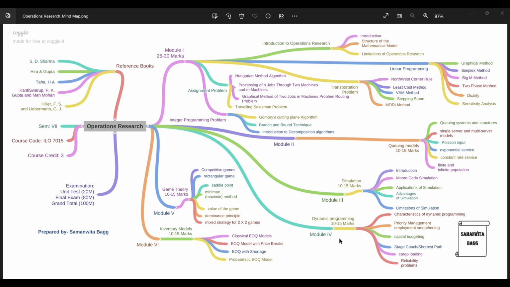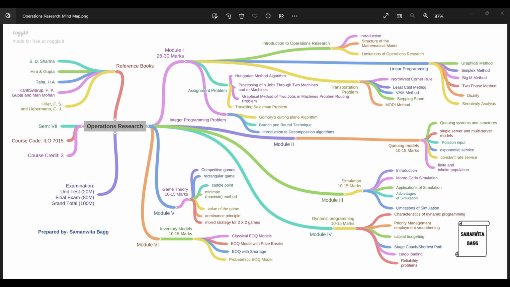Next comes module 4. Topic is dynamic programming. This is again asked for 10 to 15 marks. These are the various topics: characteristics of dynamic programming, priority management, employment smoothing, capital budgeting, stagecoach or shortest path, cargo loading, reliability problems. There are numericals based on this topic. So one numerical is expected from this topic of dynamic programming and maybe a 5 mark theory question.